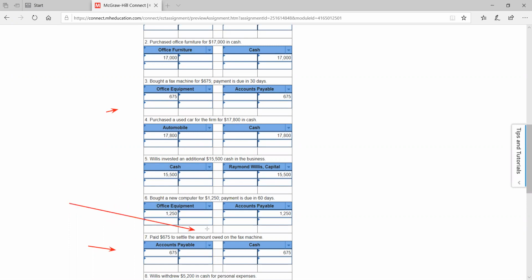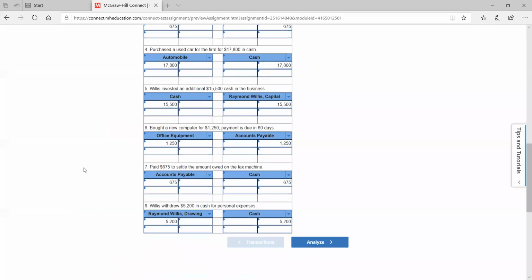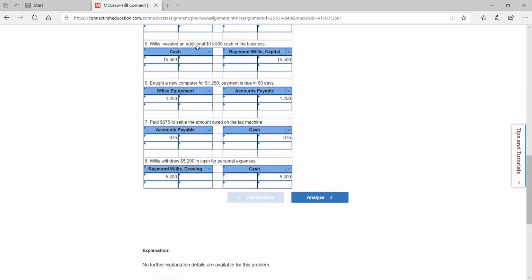7, paid part of your debt on what you owed, so you're going to debit that accounts payable. That means you're reducing it, and then crediting cash because you're reducing your asset there. And then finally, a withdrawal on the last one, you simply debit a withdrawal and then credit cash for the amount that they're withdrawing. And then, of course, on the analyzed part, let me show you that.